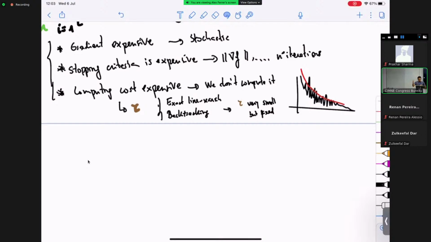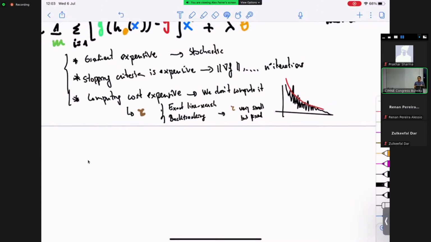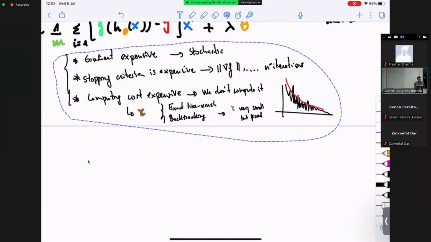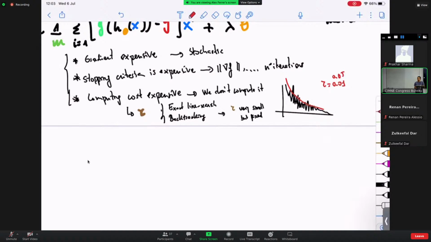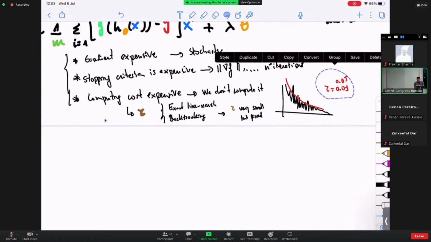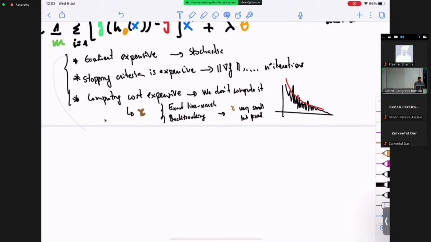So this is the problem of machine learning with optimization. Gradient expensive, you use stochastic. Stopping criteria expensive, maybe you use numeric iterations. And the cost is expensive, so you take a very small tau, always, to know that you will converge. Which value was yesterday, more or less, the tau we took at the end? Yesterday we took, I think, in the practice part 0.01. I think 0.5 was too large. Remember the line search, just to say, for the augmented Lagrangian was the penalty term for the dual.